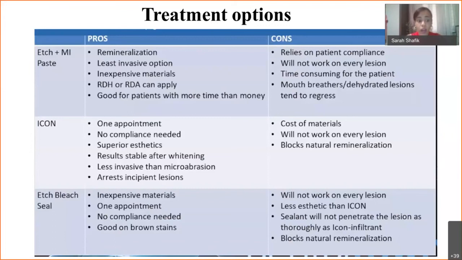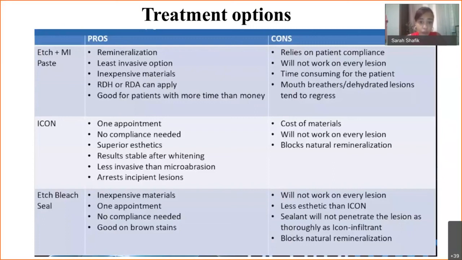The Icon, or as I said before, the resin infiltration, you're going to remove the white spot in only 1 appointment. No compliance is needed. Okay, superior aesthetics, actually it's the best one. And I think I didn't mention this, that the refractive index of Icon is very close to the tooth structure. The enamel is 1.6, and as for the Icon, it's 1.46. So actually, you will get superior aesthetics. And it's stable, less invasive.